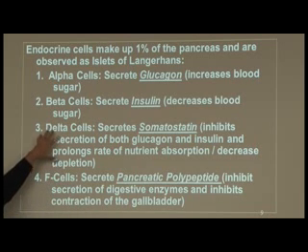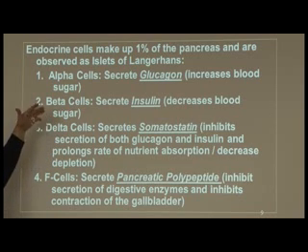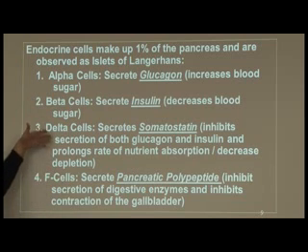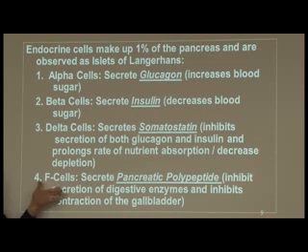And then somatostatin is overridden when insulin and glucagon levels elevate because of a drop in blood sugar. So these three interact with each other. And then F cells secrete pancreatic polypeptide, which inhibits the secretion of digestive enzymes and inhibits the contraction of the gallbladder.